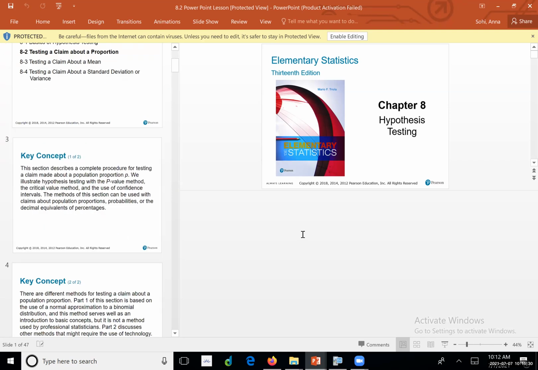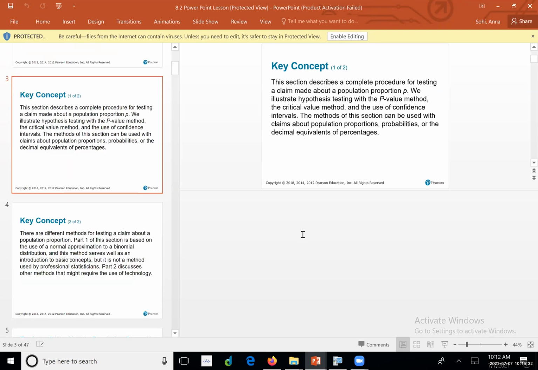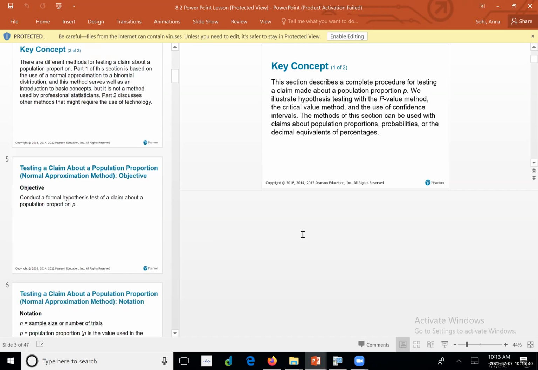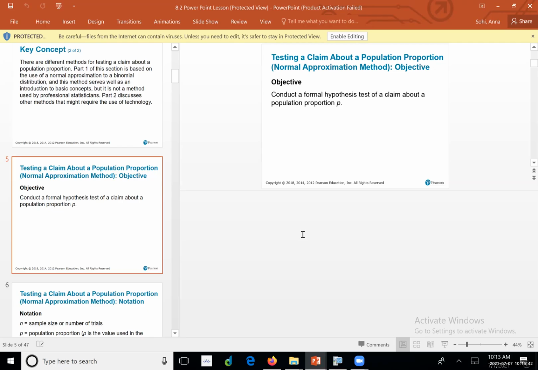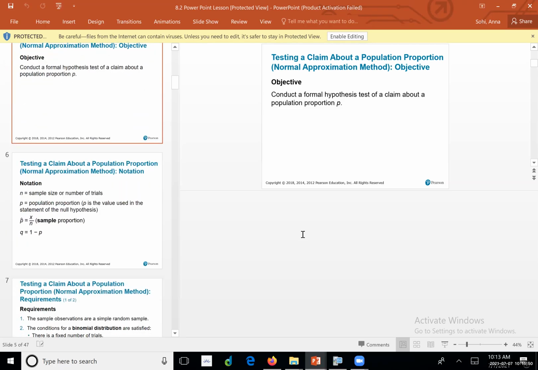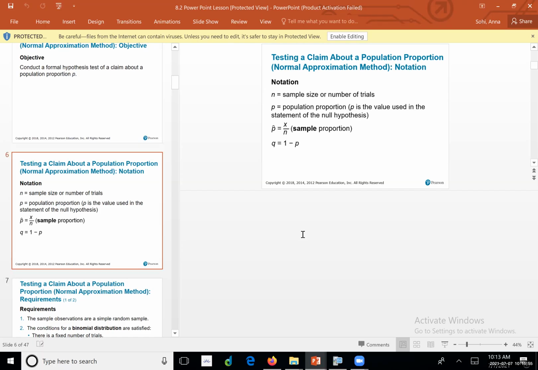So the key concept is finding p-values and testing a population proportion p. And then we're going to conduct a formal hypothesis test about a claim. So here are some of the important things.